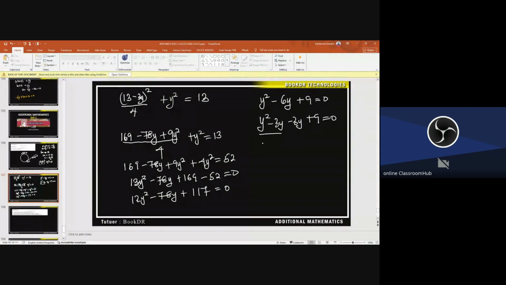The first two terms, we can take y out, and we are left with y minus 3. And then the next two terms, we can also take minus 3 out, and we're left with y minus 3 is equal to 0. We complete our factorization. So it is y minus 3 is equal to 0, so it implies y is equal to 3. So the coordinate of y is 3.